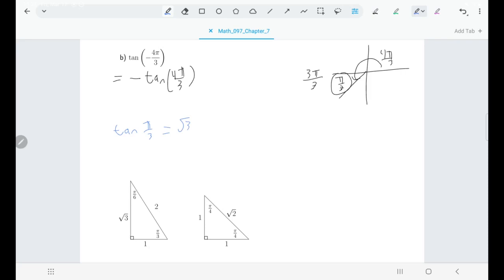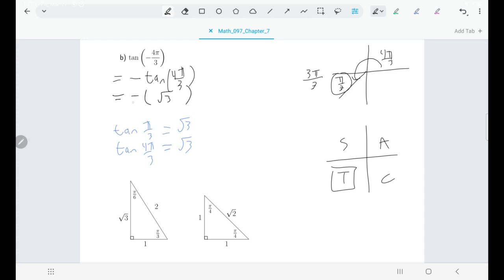I know, courtesy of the quadrant that we're in, we are in quadrant 3, and in quadrant 3, tangent happens to be positive. So tangent of 4 pi over 3 should also be positive root 3. And so now I can finish things off. I can say to myself, well, I know tangent of negative 4 pi over 3 is the negative of tangent of 4 pi over 3, and I know tangent of 4 pi over 3 is root 3, so my answer is negative of root 3, or negative root 3.